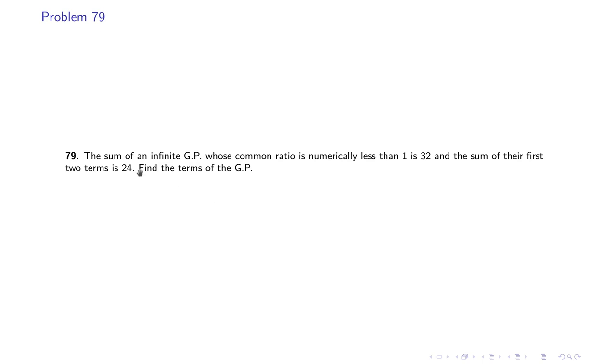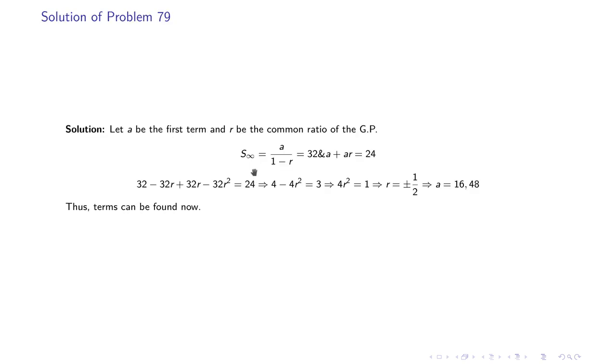Problem number 79 says that the sum of an infinite GP whose common ratio is numerically less than 1 is 32, and the sum of its first two terms is 24. Find the terms of the GP. So we let A be the first term and R the common ratio. The sum of infinite terms would be A/(1 - R), which is equal to 32. The sum of the first two terms is 24. So A plus AR is equal to 24.